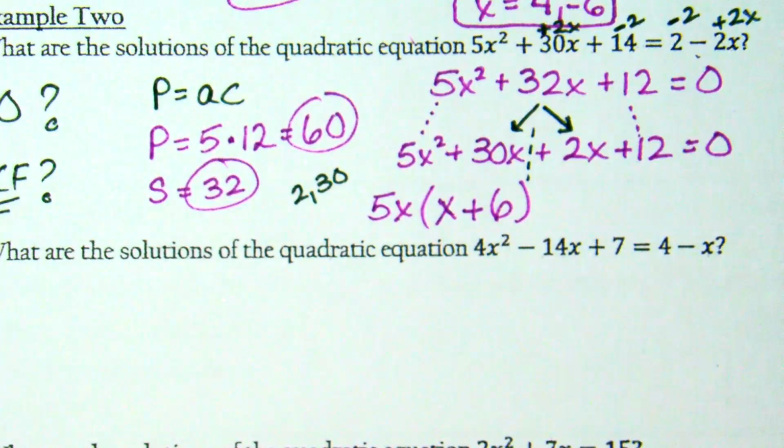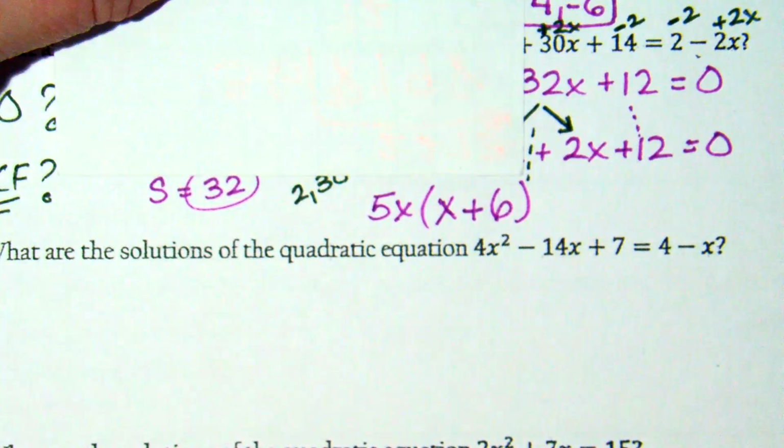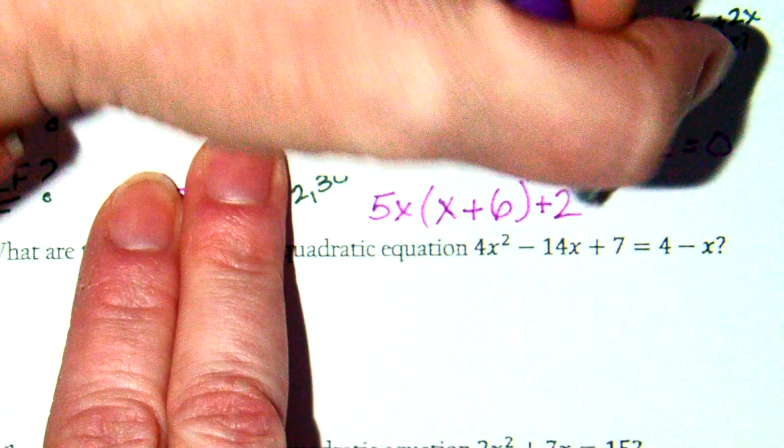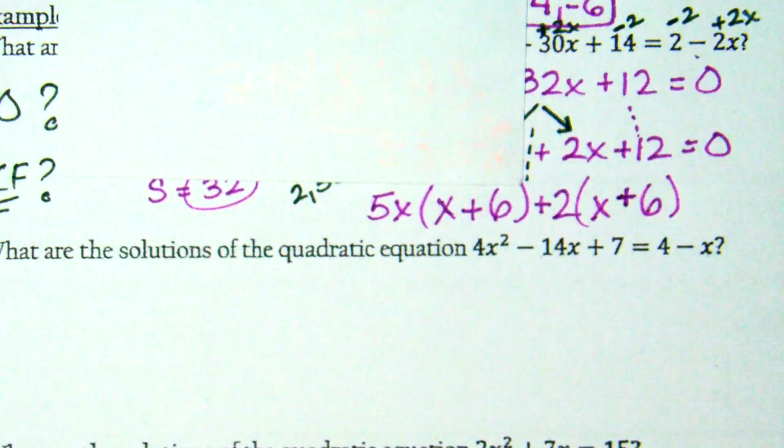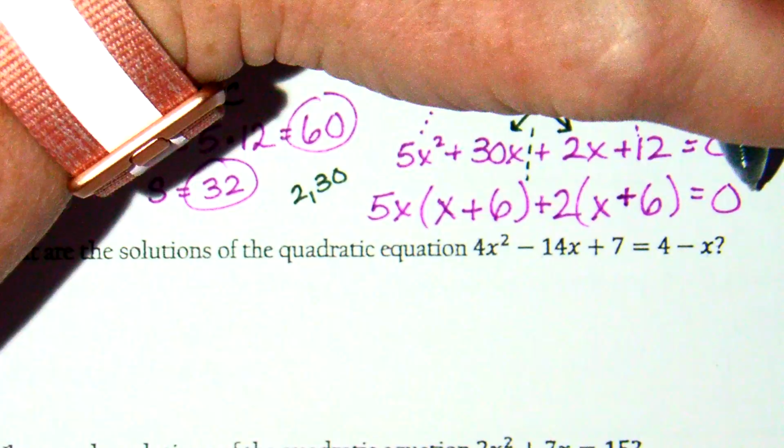Repeat the process. This time, GCF of the second half. What's 2x plus 12 have in common? A 2. So we're going to factor out a positive 2. So I'm going to write plus 2 in parentheses. 2x divided by 2 is x. Plus 12 divided by 2 is 6. And of course, it still equals 0.